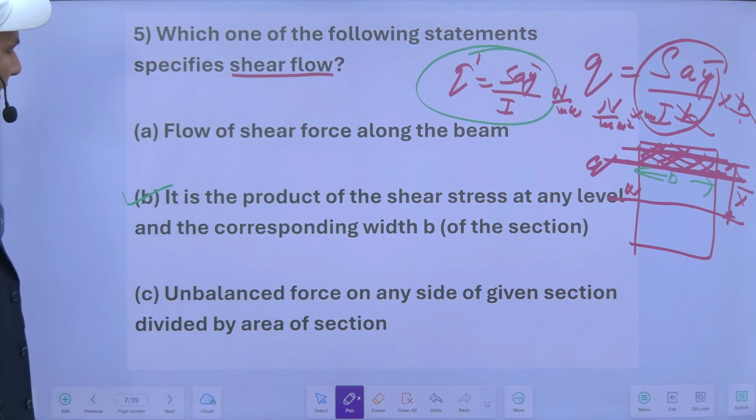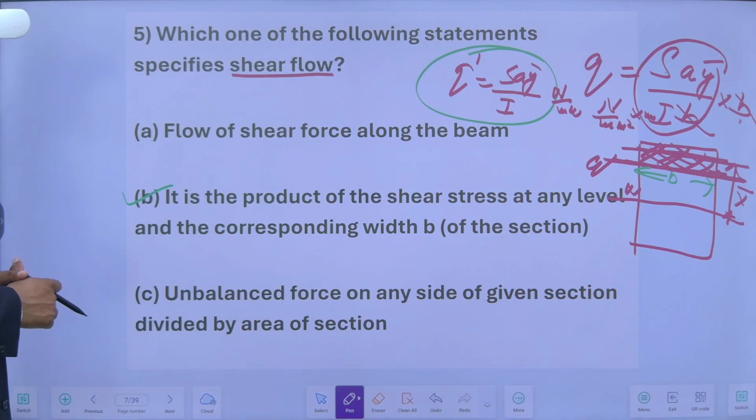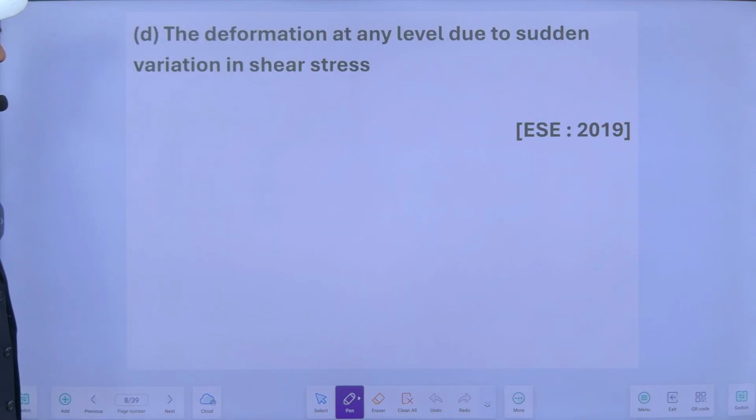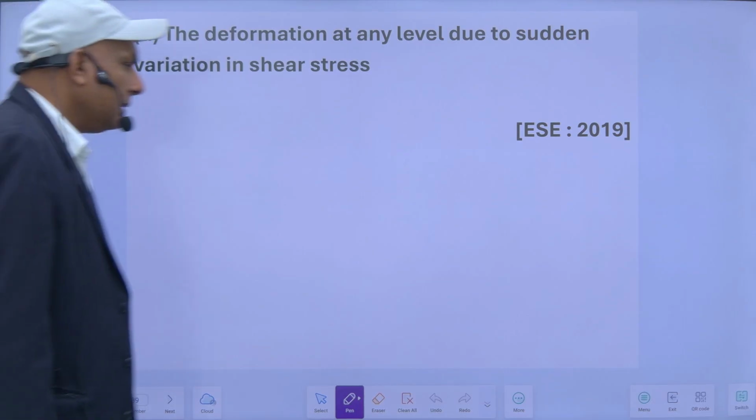Unbalanced force on any one side of a given section divided by the area of the section. The deformation at any level due to sudden variation in shear stress.